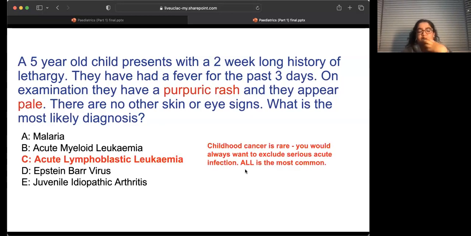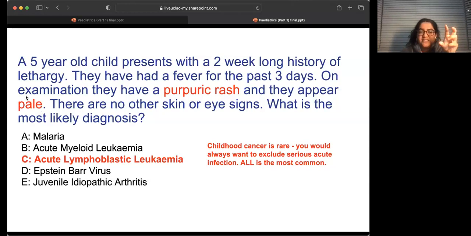Yeah, perfect. So ALL. The reason we can quickly go through what may not be the others: the thing that's really concerning here is the 2-week long history of lethargy. It sounds like it's not that long, but in a 5-year-old child who will normally be really active and jumping off walls, that is quite a long time if they're feeling fatigued and can't do anything. And then the fever is only for the past 3 days, but they could have had an underlying fever as well. So just remember that maybe the mum or the dad might not have picked up on it. And then they've got this rash and they appear pale.